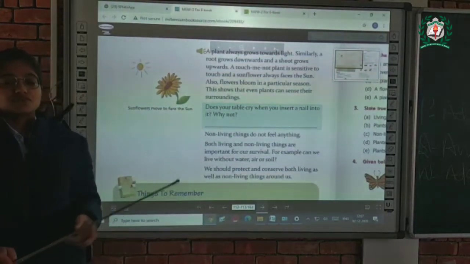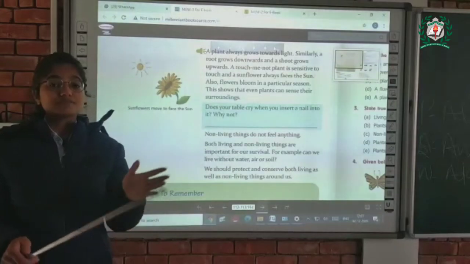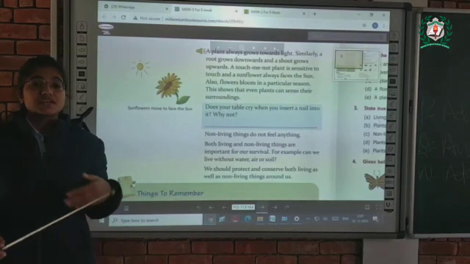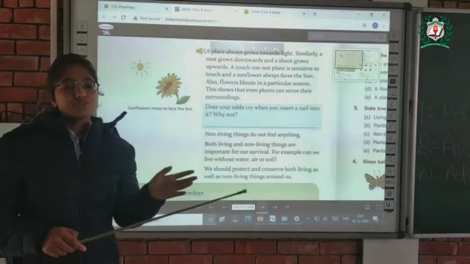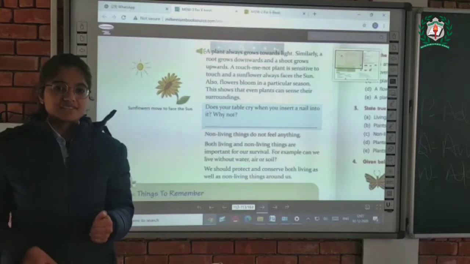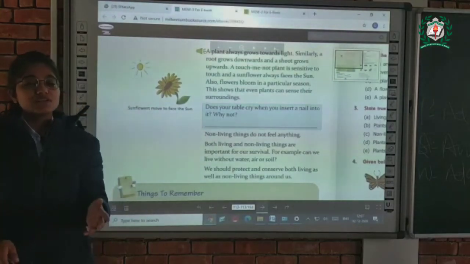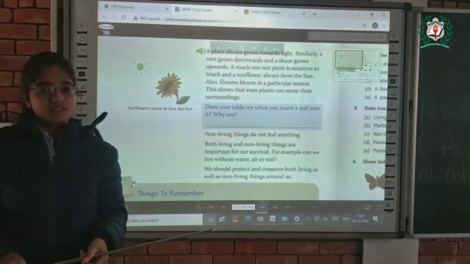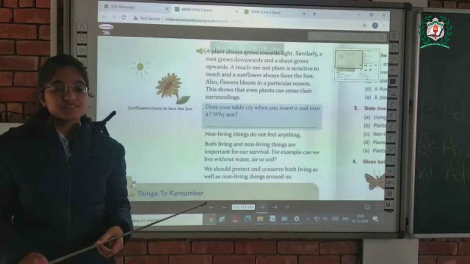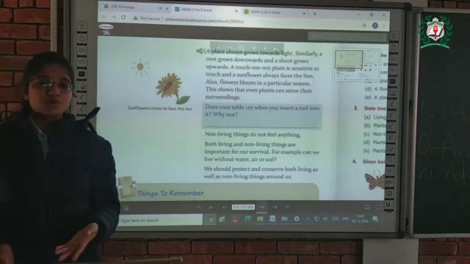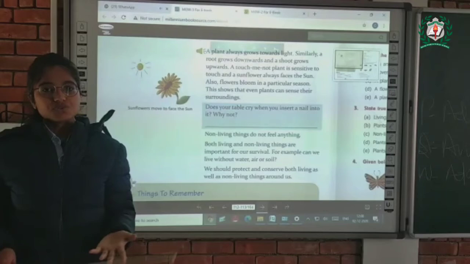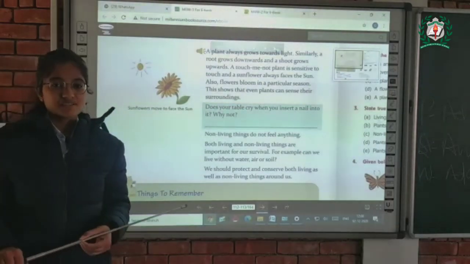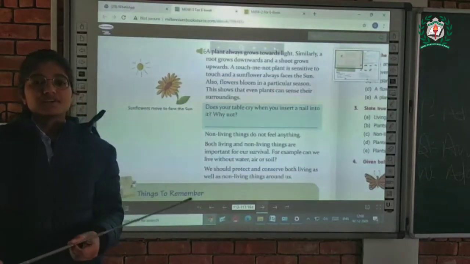But when we differentiate from the non-living things, we find that all the things which living things can do, that was not happening with the non-living things. But students, it doesn't mean that non-living things are not important for us. See, water, air, soil, these are non-living things, but they are also important for us. Water is very important, air is very important, soil is very important, and a lot of various non-living things are also important for us, for animals, and for plants for living.